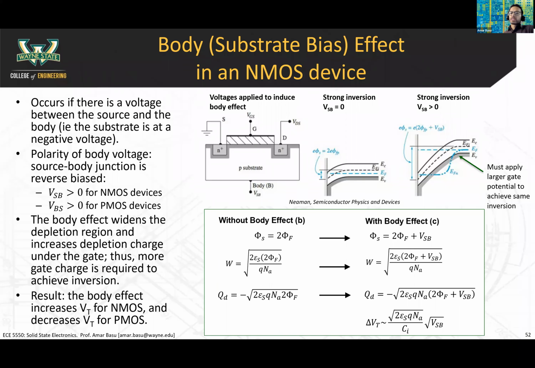Okay, next effect is the body effect. The body effect is a change in the threshold voltage when you apply a voltage to the body of the transistor.